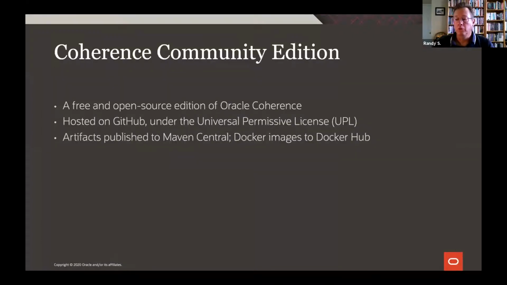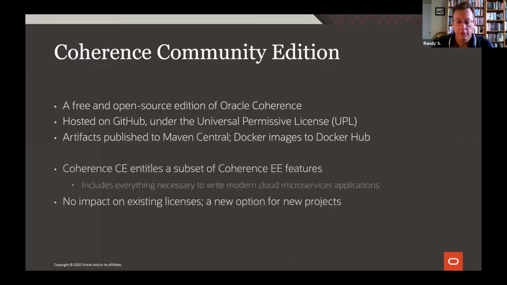Okay, so Coherence Community Edition is a free and open source version of Coherence. It's hosted on GitHub, obviously. It's licensed under the Universal Permissive License. And we publish artifacts to Maven Central and Docker images to Docker Hub. Coherence Community Edition includes a subset of Coherence Enterprise Edition features. But that subset includes everything you need to write a modern cloud microservices application.